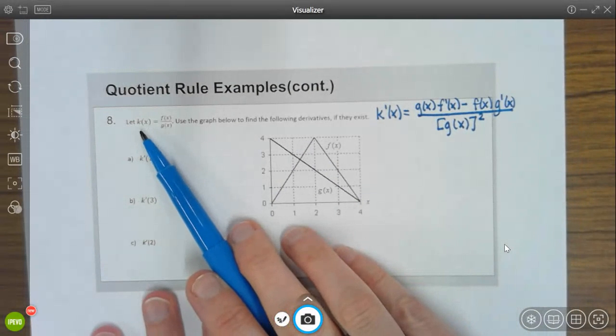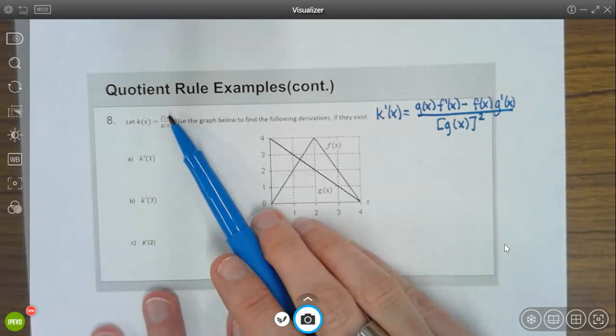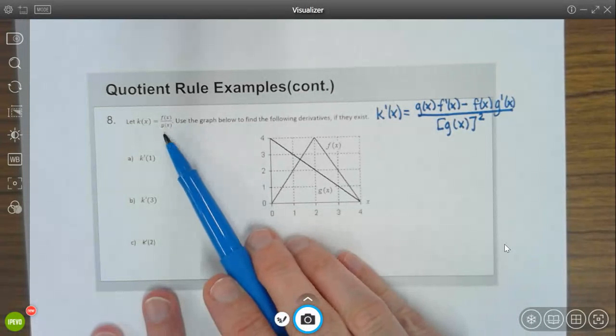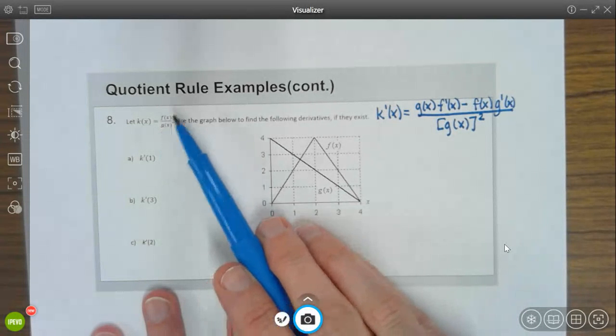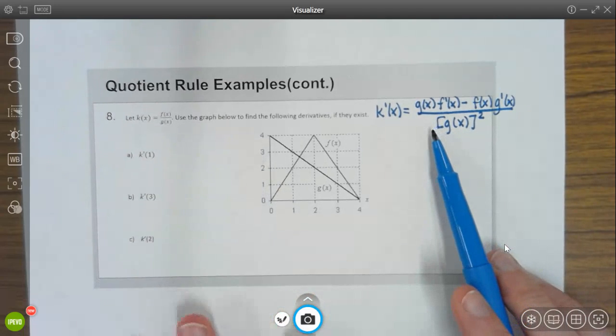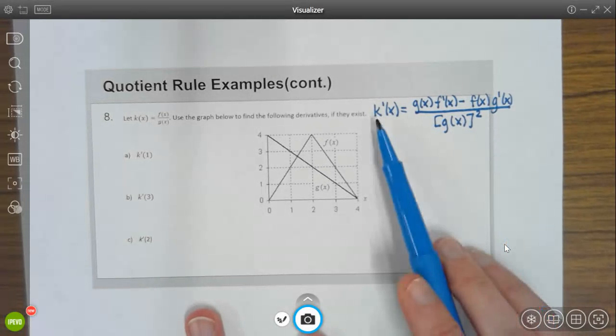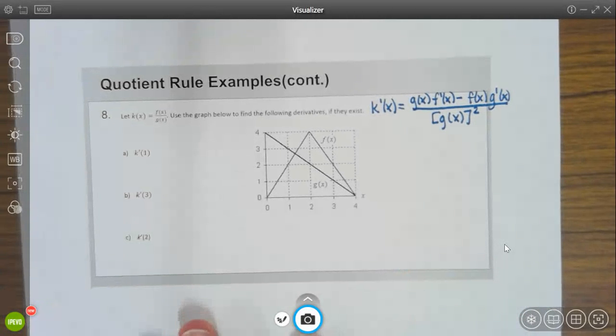So here they're telling me that k of x is found by doing f of x over g of x. So similar to my last example, f is my numerator, f of x, g is my denominator, g of x. I found my derivatives f prime and g prime. And then over here, I went ahead and built my quotient rule for this function. So it's the same exact expanded form as our last example, but now we're calling it k instead of h. So this is k prime of x.